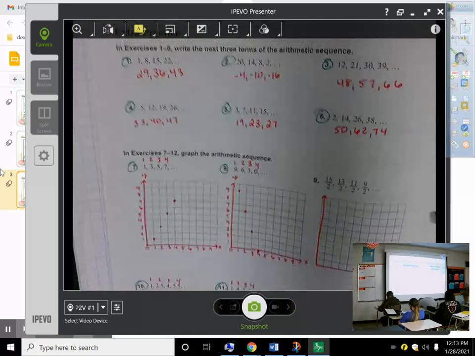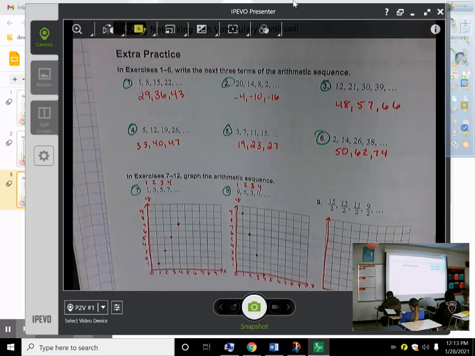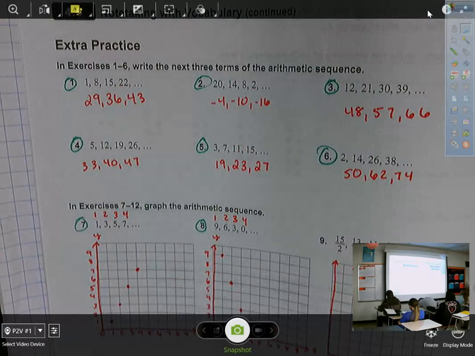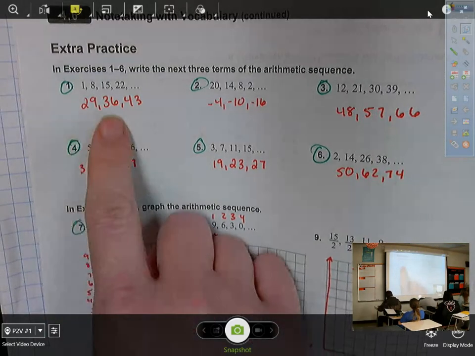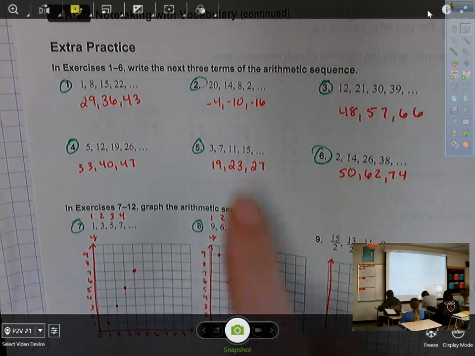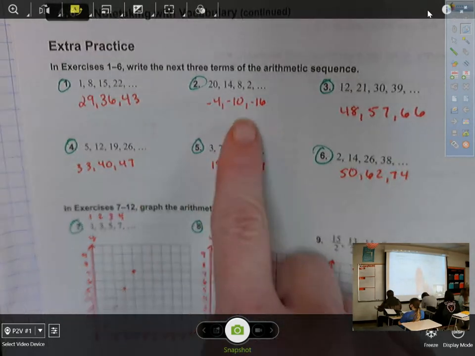Okay. All right, so on page 120 in your student journal, if you got the wrong answer, please change it to the correct answer so you will have the correct answer to look off of whenever you're doing your assignment today. Number 1, you should have gotten 29, 36, and 43. Number 2, you should have gotten -4, -10, -16.